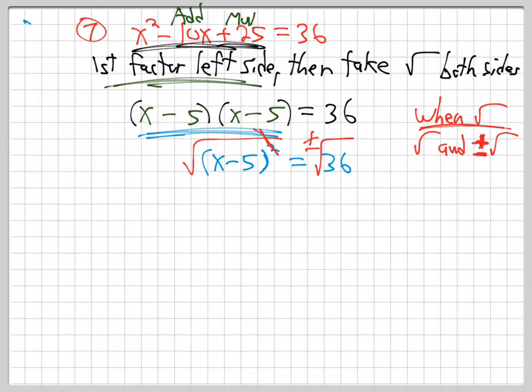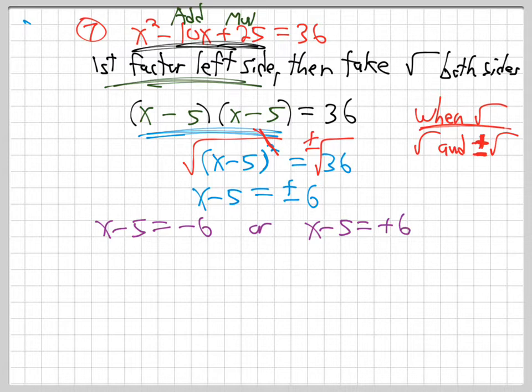And so that root cancels the square, and we get x minus 5. And the other side, what's the square root of 36? It's going to be 6. Okay, now what do we do with that? Well, that plus or minus actually is a shorthand for two separate equations. So I'll just go ahead and write the two equations, since we have more to do. The first one is x minus 5 is negative 6, or the second one is x minus 5 is positive 6. So it just means those two equations, negative 6 and positive 6.